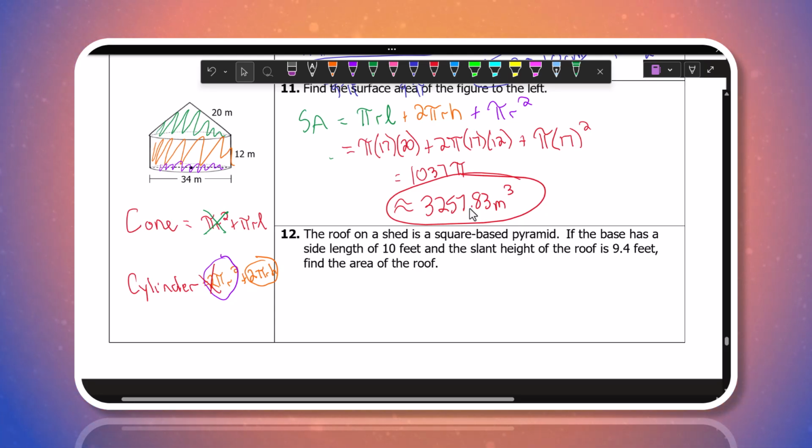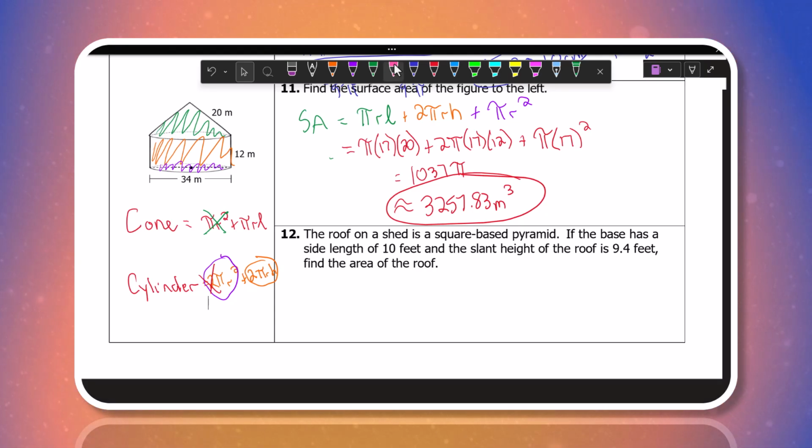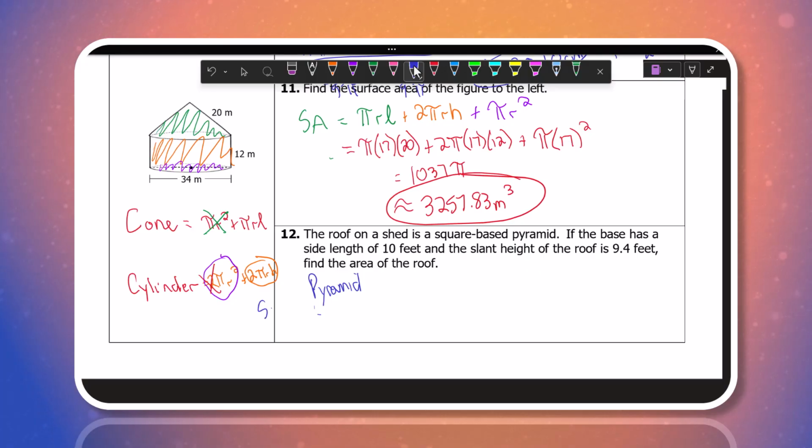And now, number 12. The roof on a shed is a square-based pyramid. If the base has a side length of 10 and the slant height of the roof is 9.4, find the area of the roof. Well, the roof is just going to be the lateral area. It's not going to be the base because that's not part of the roof. That would be, I guess, the ceiling of inside. So we want this pyramid. It is a square pyramid, but no base.